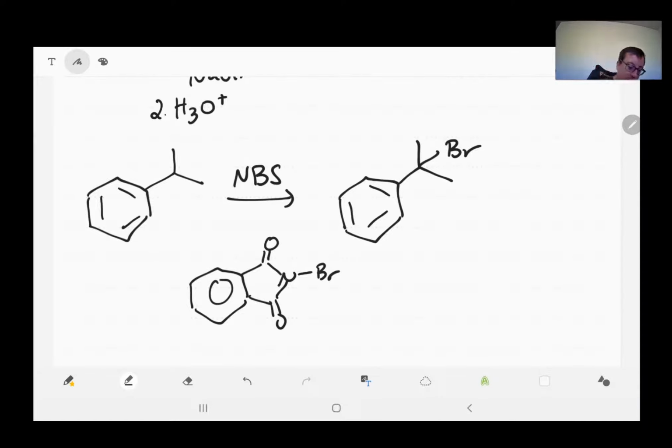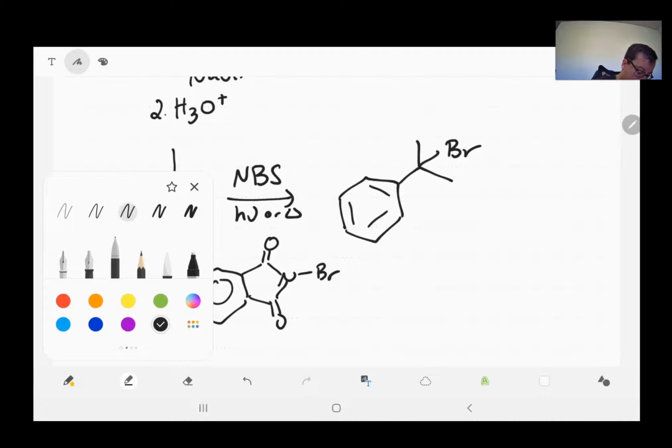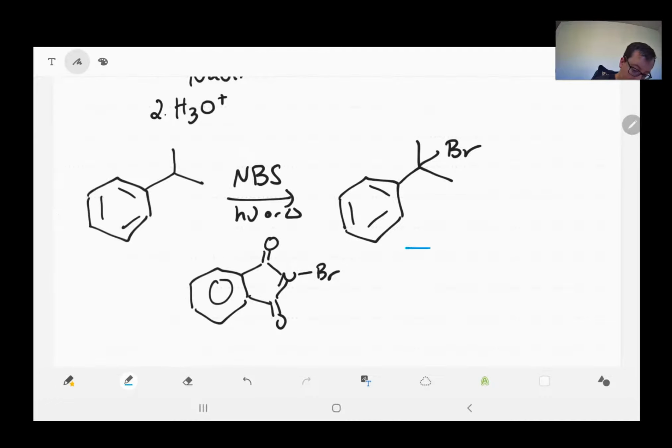That's NBS. You can either use UV or heat here. You'll end up preferentially brominating through a free radical mechanism. You'll get your benzylic position to be brominated. The benzylic position is the one carbon away from the benzene. So if we want a fun name for this one, this is selective benzylic bromination, we'll say.